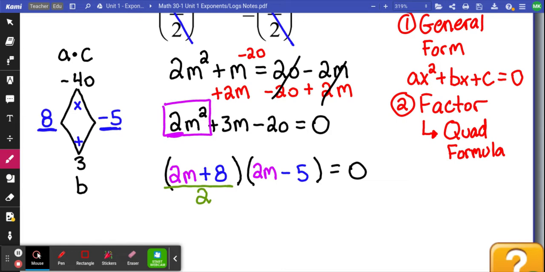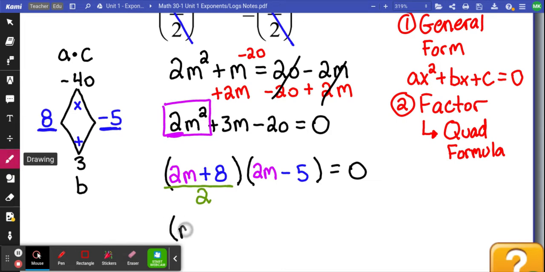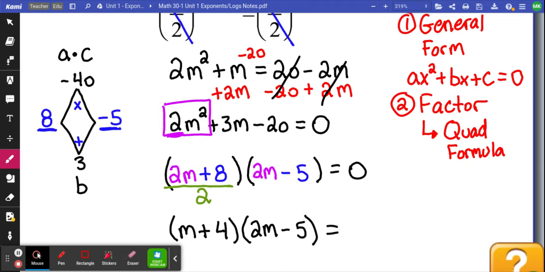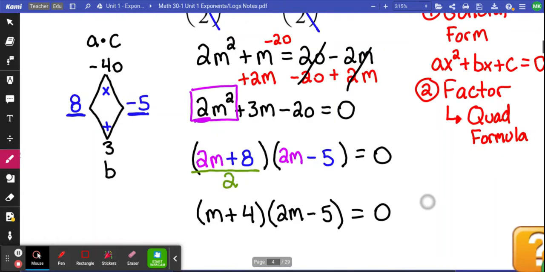When you take that 2 out, you now have (m + 4)(2m - 5) = 0. We have not solved yet. We've only factored. I want to make sure that we get questions out of the way on this factoring, though.